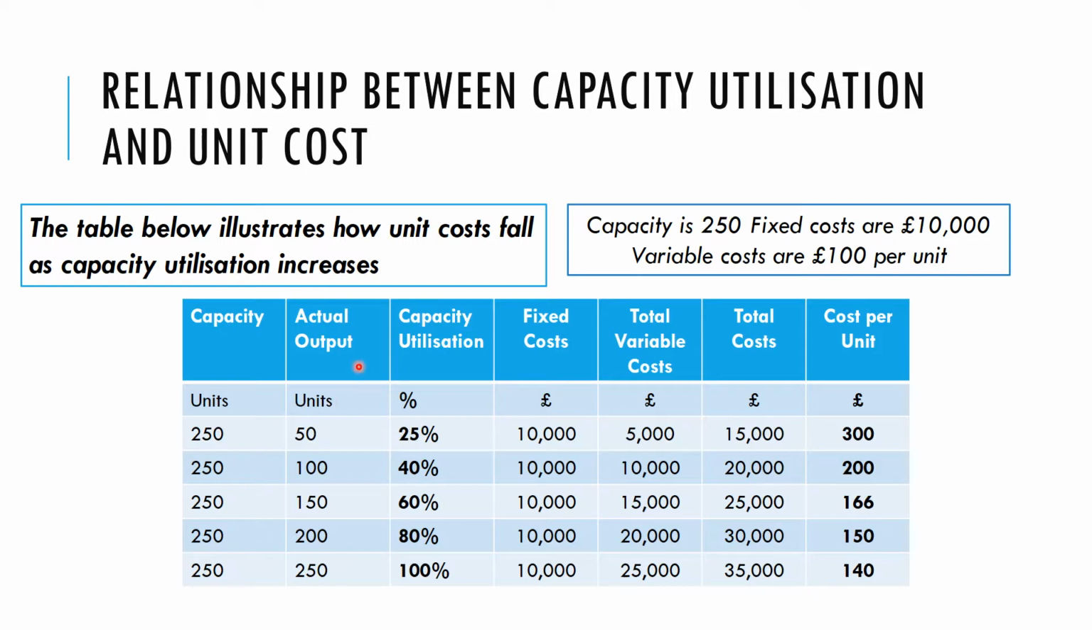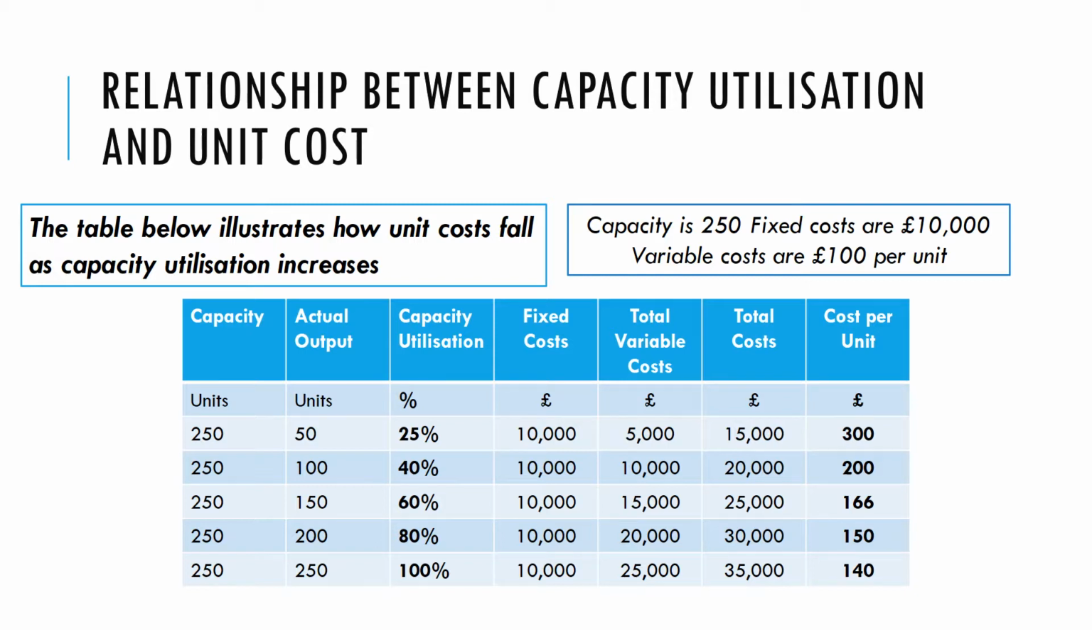Here is how many units are actually being produced, and we can see it's increasing up until the maximum. Here they are at 100% capacity, making all the units they could possibly produce. So this column shows us our capacity utilisation, actual divided by capacity. Our fixed costs don't change, our variable costs increase as we make more units. So then here's our total costs. On the far right hand column we have our cost per unit.